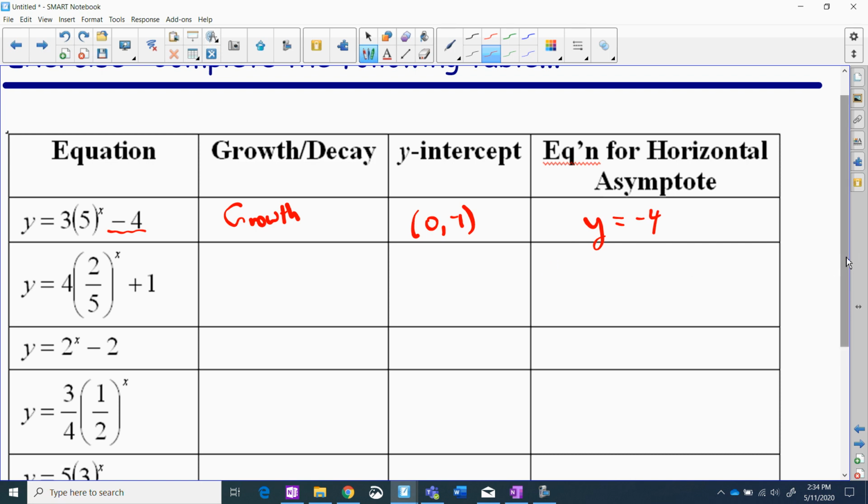Doesn't ask for the domain and range, but the domain is always x could be any element of the real numbers. I'll just scribble it here. This graph, because there's no reflection, all the y values would be greater than -4.